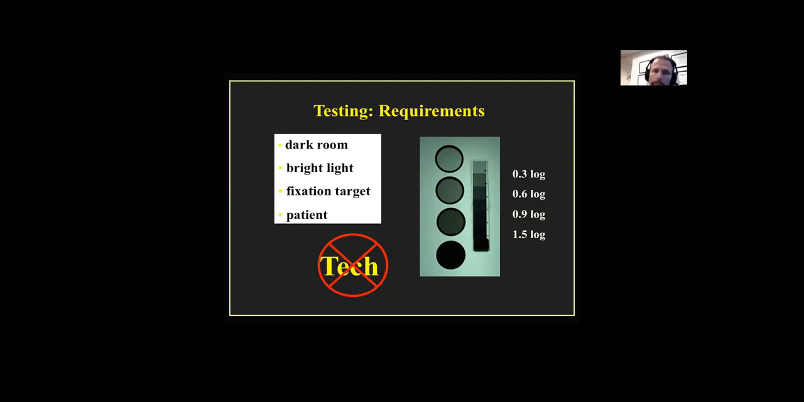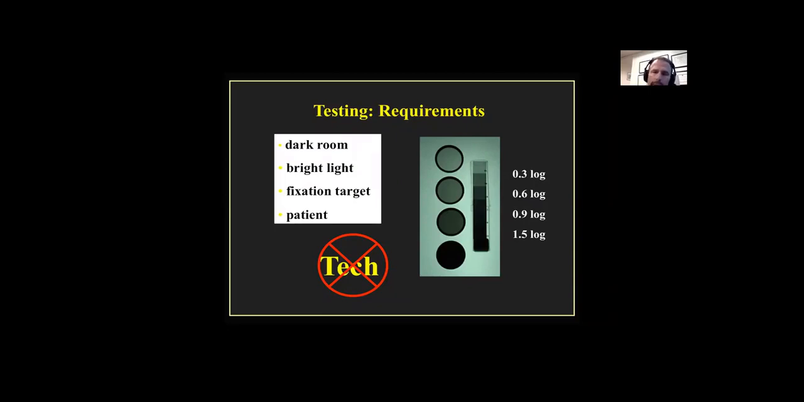So you want the room to be dark or darkish. You want a bright light. Now, that does not mean you want your indirect ophthalmoscope set on stun. You want it bright, moderately bright. A pen light that's weak is probably not good enough. A muscle light would be good enough.